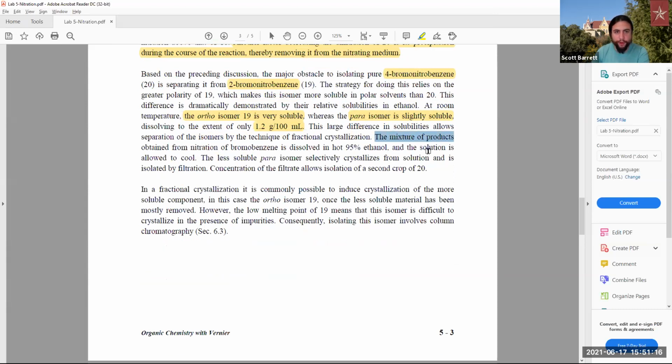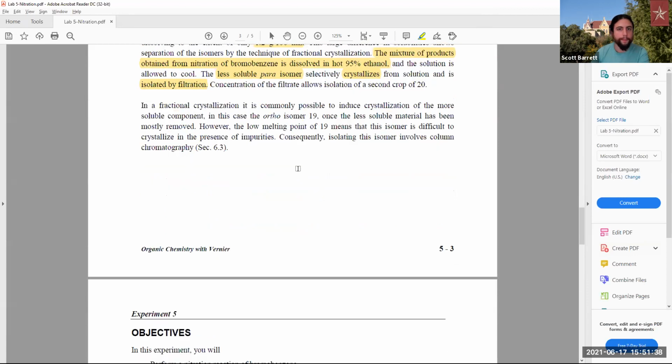If we were to take a mixture of products and dissolve it in hot 95% ethanol, then the solution cools, we can perform a sort of recrystallization method in a sense. So a less soluble para can selectively crystallize and be isolated by filtration. And then concentration allows the isolation of a second crop on the side. Then going forward, it is commonly possible to induce the crystallization of the more soluble component.